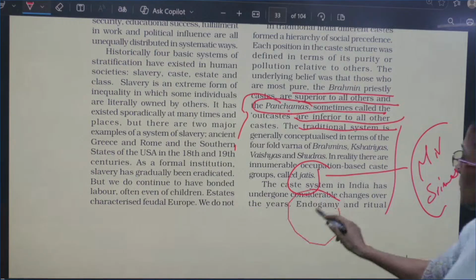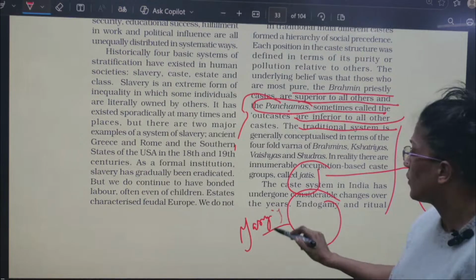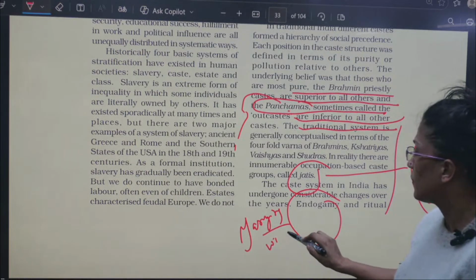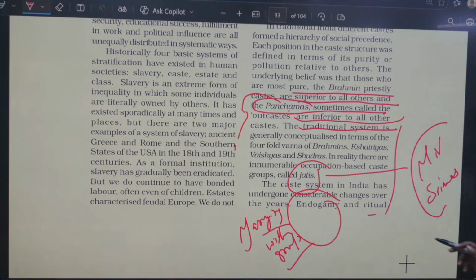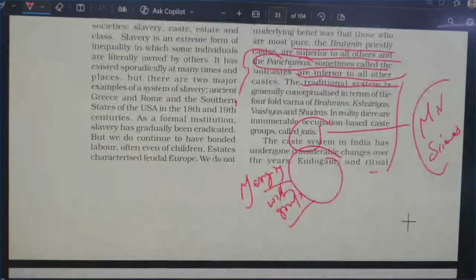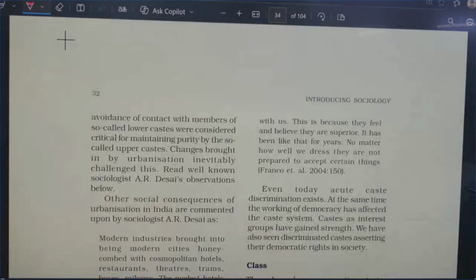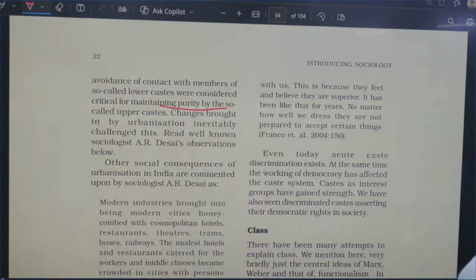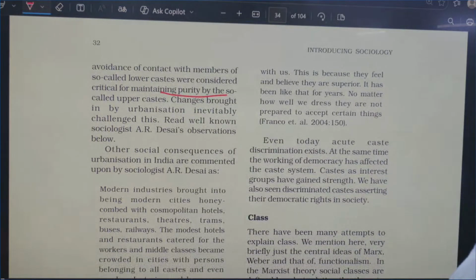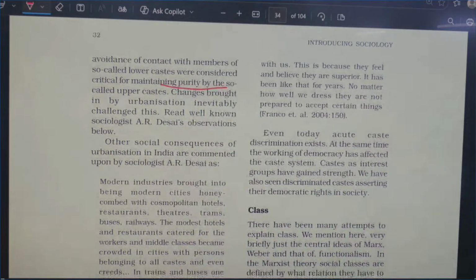Endogamy, marrying within group. Then ritual. Avoidance of contact with members of so-called lower caste were considered critical for maintaining purity by the social upper caste. Changes brought in by urbanization inevitably challenge this. A decisive observation below that you people can read on your own. Okay.